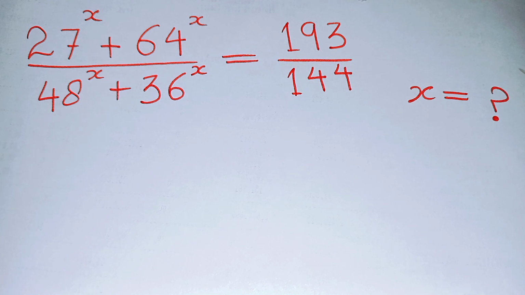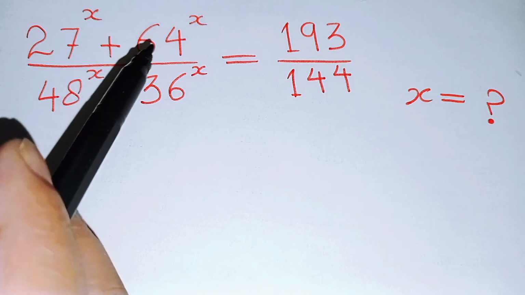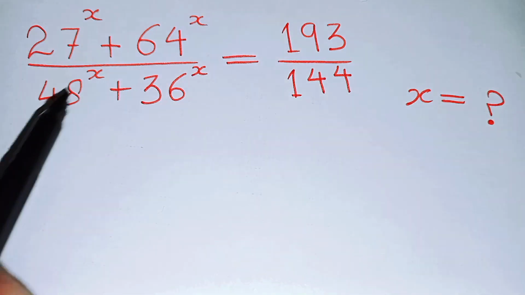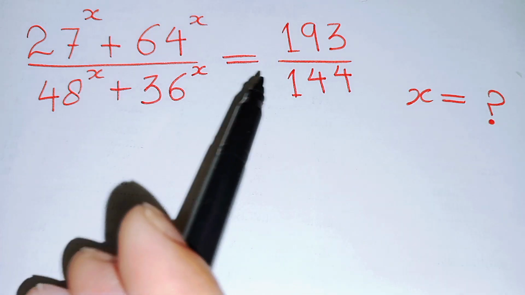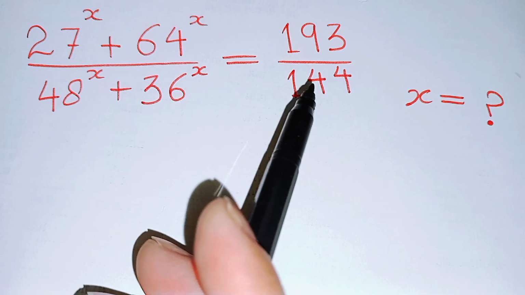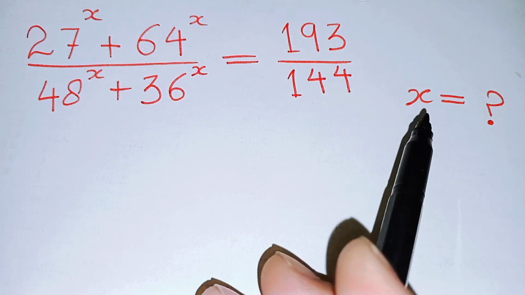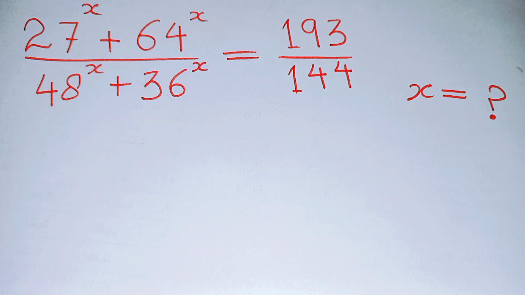We are going to solve a nice algebraic problem: 27^x + 64^x over 48^x + 36^x is equal to 193 over 144, and we have to find the value of x. So here it is.